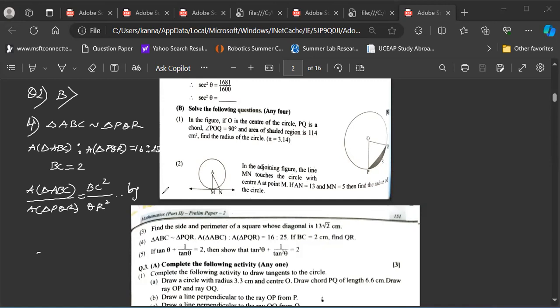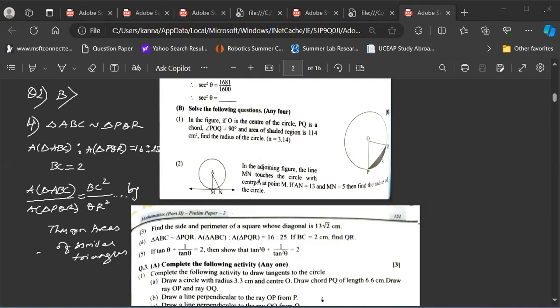Okay, children, I'm so sorry for that problem. By theorem on areas of similar triangles. So the only thing, children, is that there's a reason to write beside the step: by theorem on areas of similar triangles.